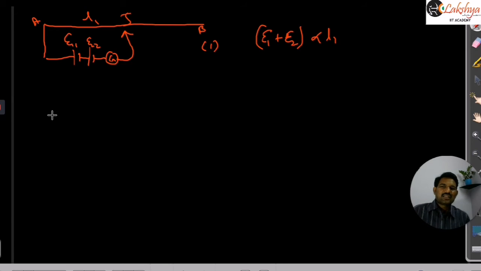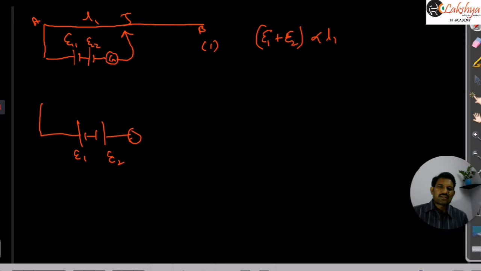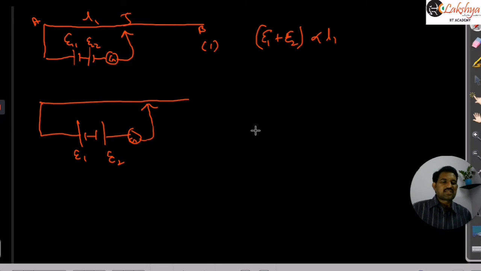And the other condition is when the cells are connected such that they are opposing each other. They are opposing each other means they are like wrongly connected cells, E1 and E2. So when they are wrongly connected, their EMFs will oppose each other. Suppose L2 is the balancing length. So let L2 be the balancing length when their EMFs are opposing each other. Then we can write E1 minus E2 is directly proportional to L2.